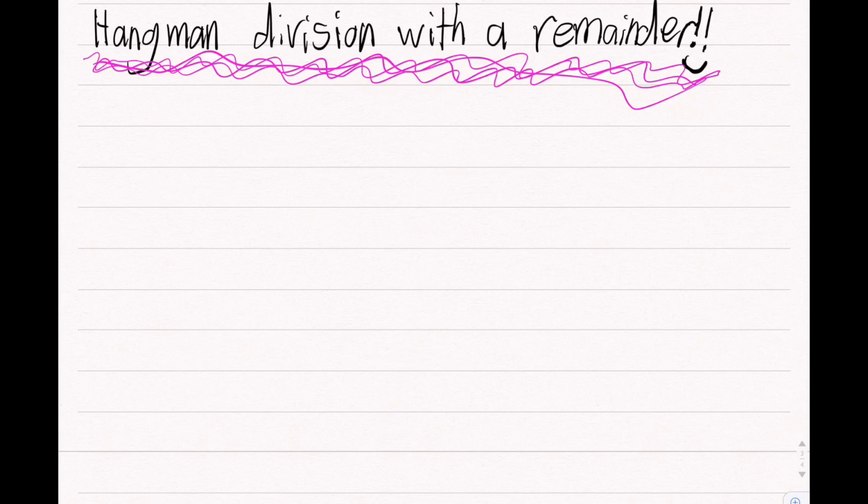Today we are going to be doing big number division with the remainder. So get a pencil, paper, and follow along. The problem that we are going to do today is 939 divided by 7.